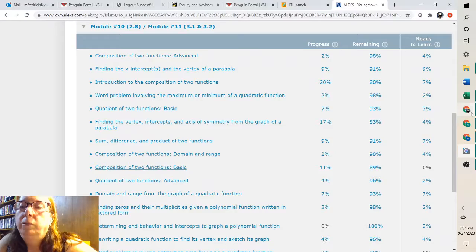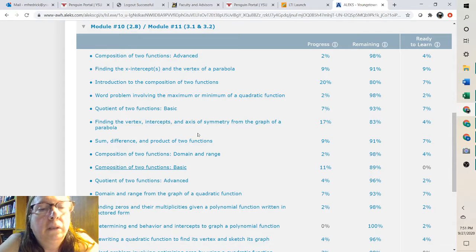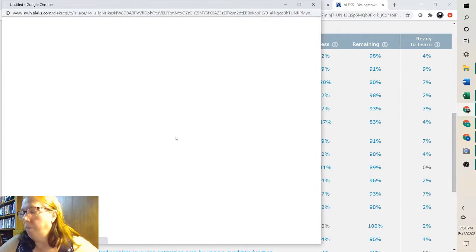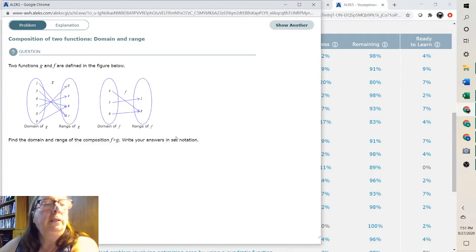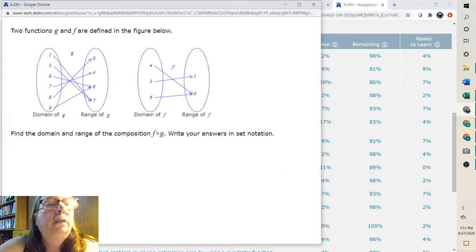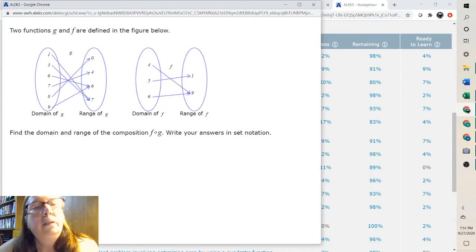Domain's a little bit more difficult. Composition, domain, and range. So we're looking at the domain and range. Looking at the first one, 1, 3, 6, 7, 8, 9. Let me write these down real quick. 0, 4, 6, 7. 4, 5, 6. And 1 and 9.